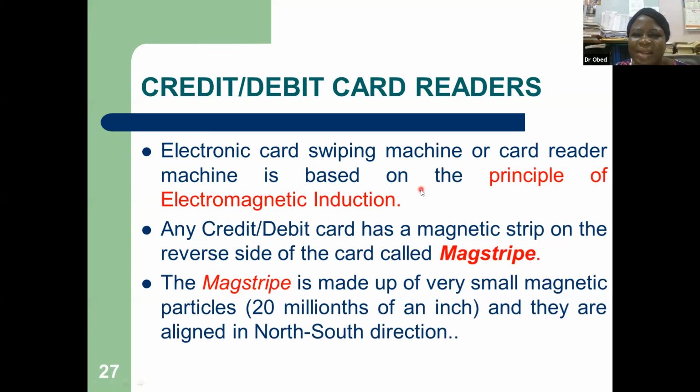It says credit or debit card readers. How do they operate? The electronic card swiping machine or card reader machine is based on the principle of electromagnetic induction. Any credit or debit card has a magnetic strip on the reverse side of the card. If you have noticed, when you take your ATM card, it has a magnetic strip on the reverse side. The magnetic strip is made up of very small magnetic particles, about 20 millionths of an inch, and they are aligned in the north-south direction.